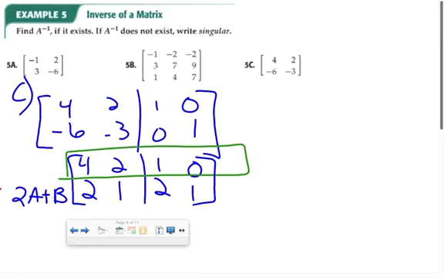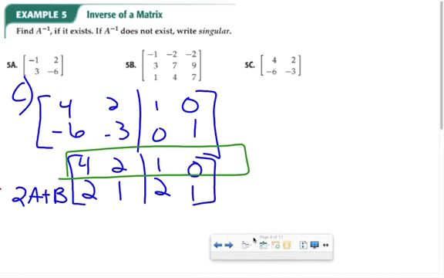And what that means is that this is singular. Because what I would end up with is what I saw in part A, where I would end up with a row of zeros to the left side of the bar. And when that happens, I do not have an inverse to the matrix.